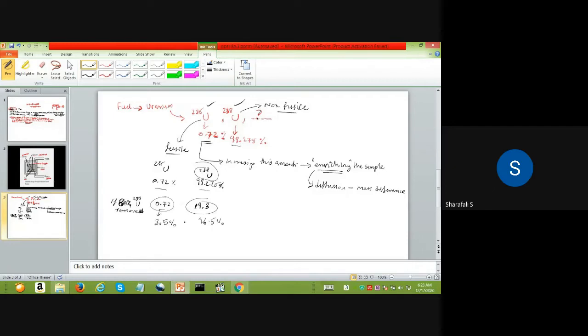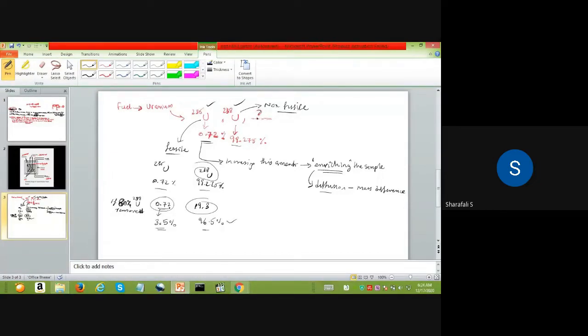Still, if you remove 80% of that uranium-238 by diffusion or centrifugal method, it is still only 3.5% of uranium-235 and 96.5% of uranium-238, if you consider that whole sample. So just check these calculations also. If it is wrong, you can tell me.